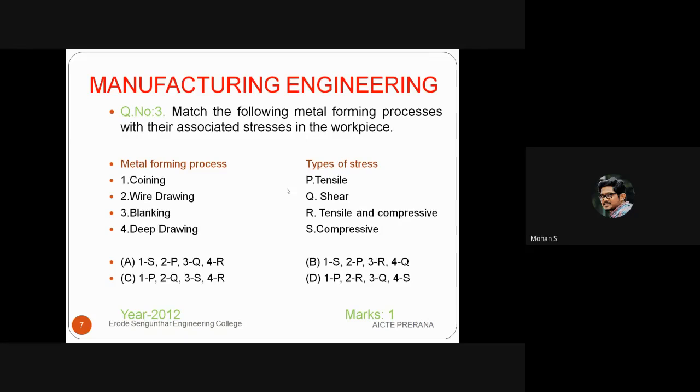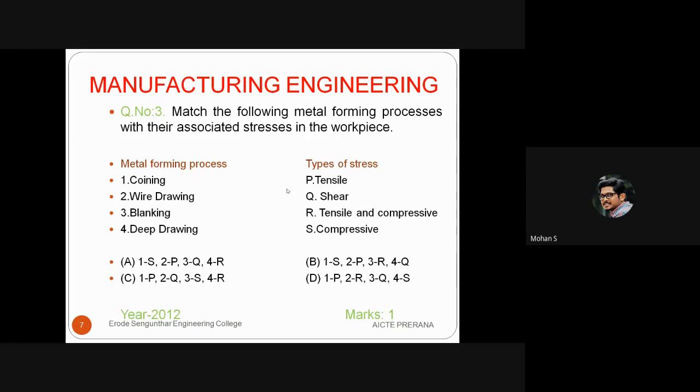Okay. Next is option C. Coining is paired with tensile stress. Then wire drawing is matched with shear stress. Blanking is matched with compressive stress. And finally, deep drawing is matched with tensile and compressive stress. Okay. This is the third option.